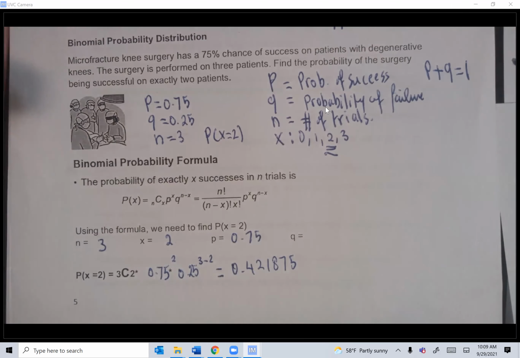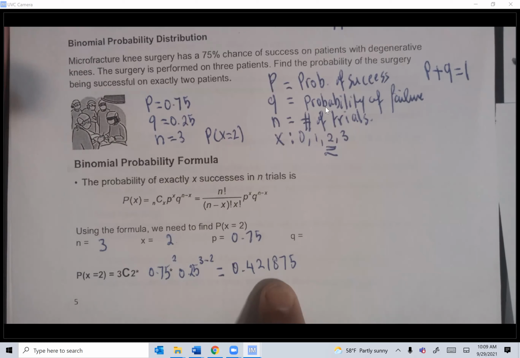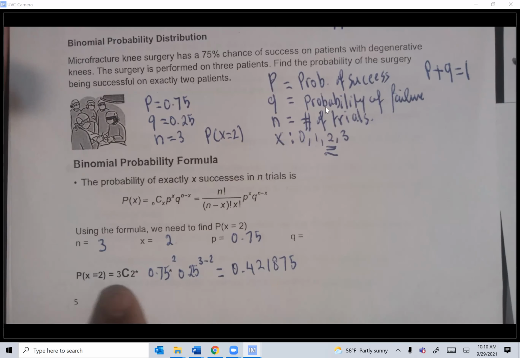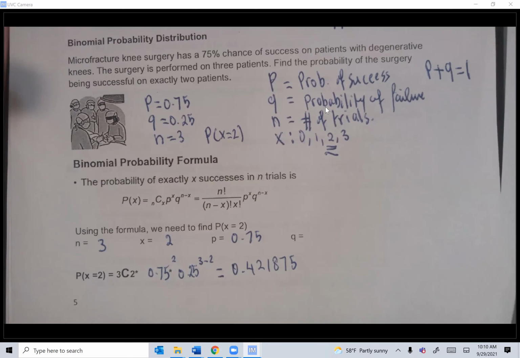Now, guys, if I ask you to round this one to 3 decimal places, you will get 0.422. If I ask you to round it to 4 decimal places, it will be 0.4219, and so on and so forth. If I ask you to round this answer to 2 decimal places, it will be 0.42. And this formula is built into the calculator. We don't even have to enter it the way we did, but this is how we begin.